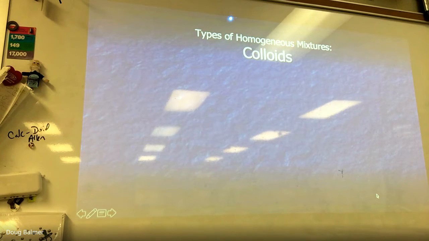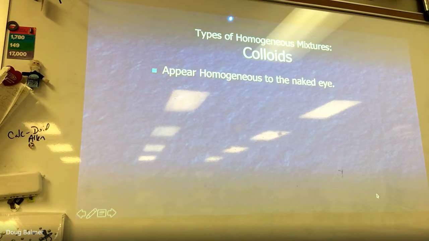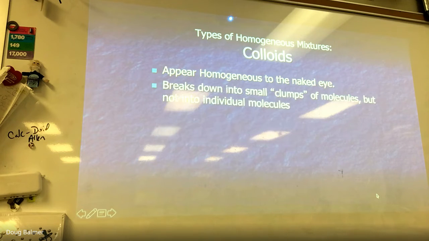All right, the other type of homogeneous mixture is called a colloid. So we're adding an extra branch under homogeneous mixture. What is a colloid? It looks homogeneous to the naked eye. But if you look at it under a microscope, it would look different. So under a microscope, it would appear heterogeneous. Why? Because the little particles are not the sizes of atoms and molecules. They're clumped together.